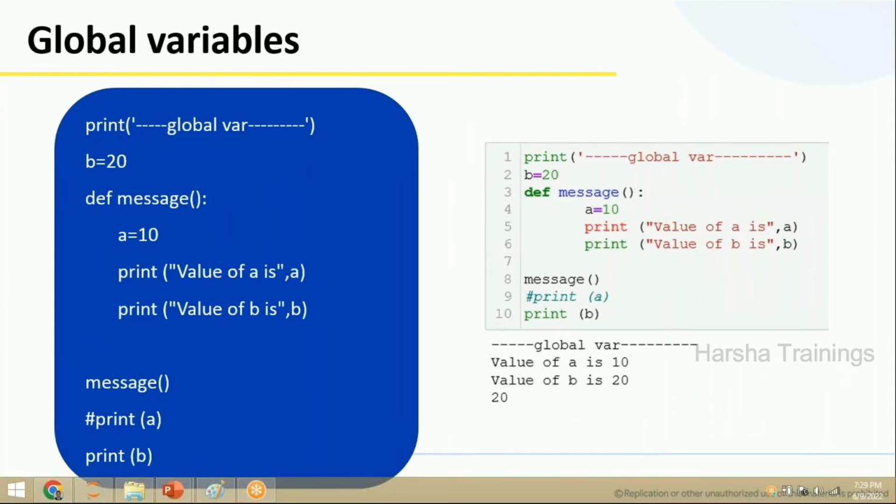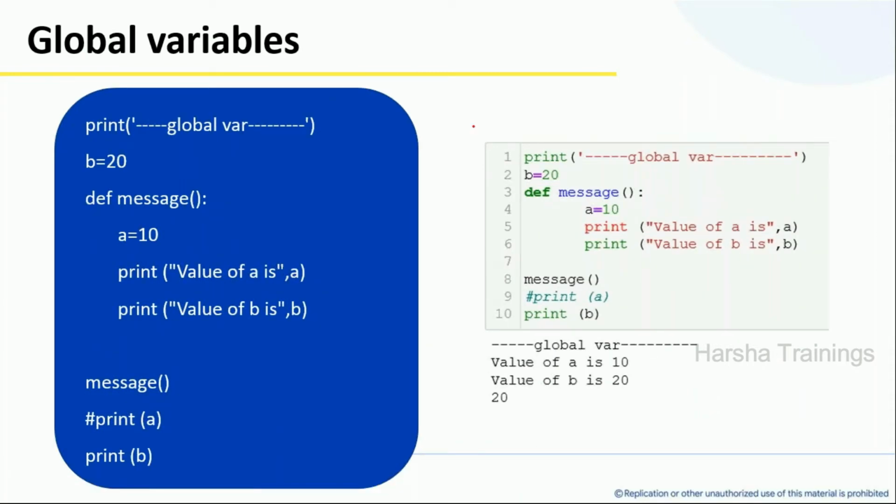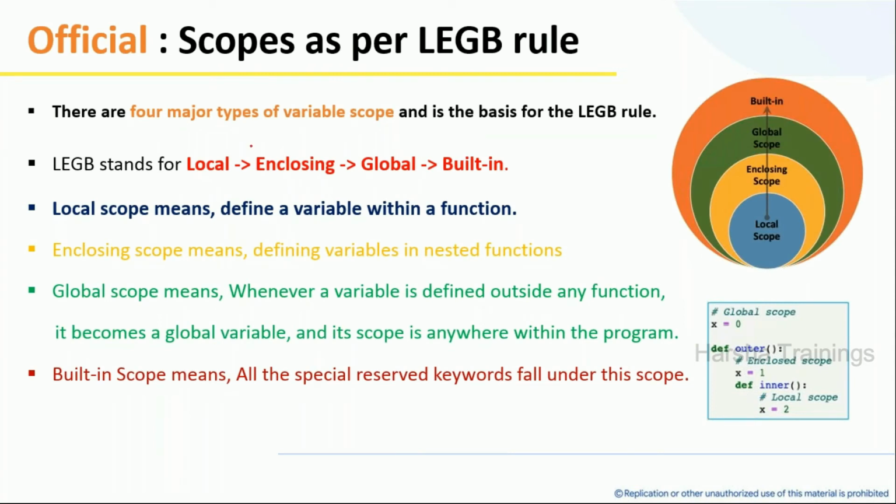And this is the most important topic. But officially, Python supports 4 different scopes. Officially speaking, there are 4 major scopes. They are called the LEGB rule. L stands for local, G stands for global. We have already discussed these two. Now, the third one is enclosing scope. The fourth one is built-in scope.